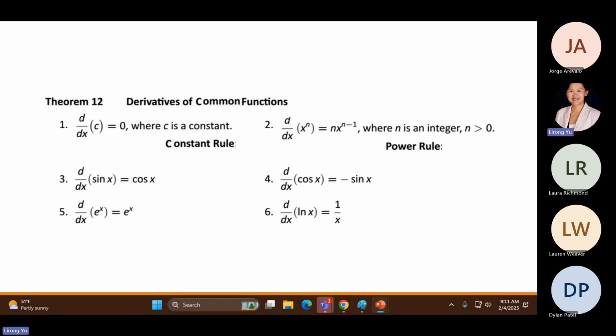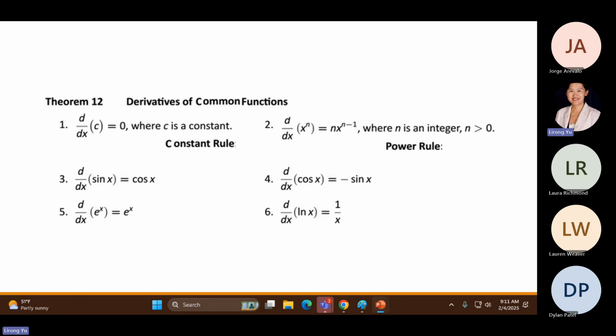Number 1 is the most simple case. If you have a number, the derivative of a number equals 0. This is the d/dx notation. It looks a little bit different than before, but we're trying to get used to it. The d/dx notation allows us to pair the original function and the derivative function in the same spot. So formula 1 is saying the derivative of a number equals 0.